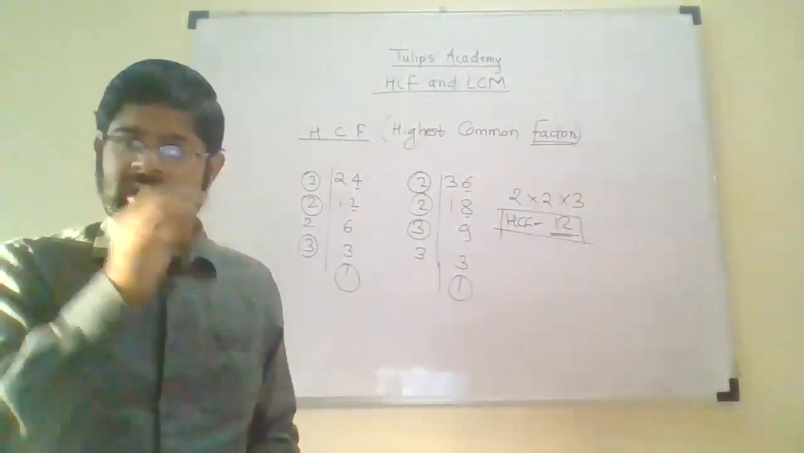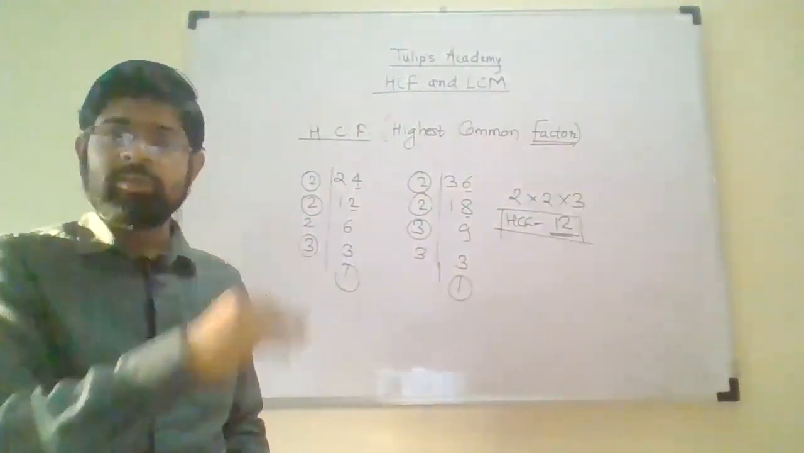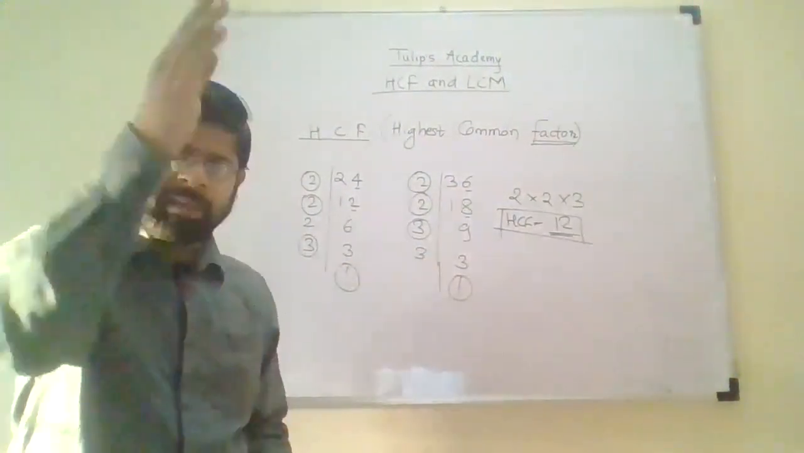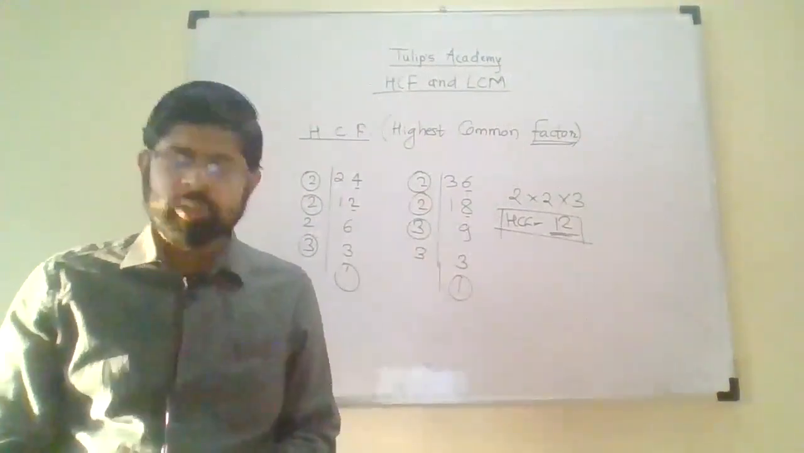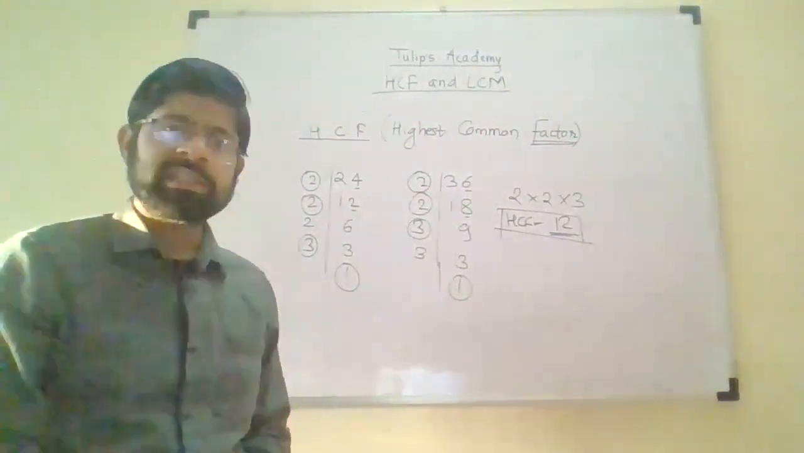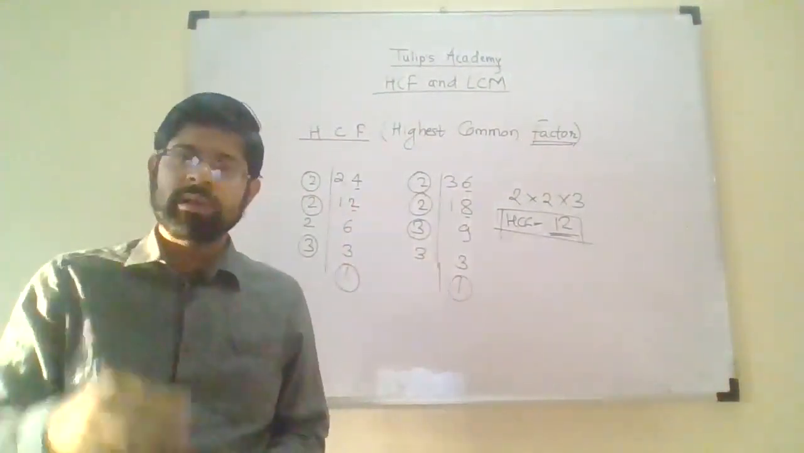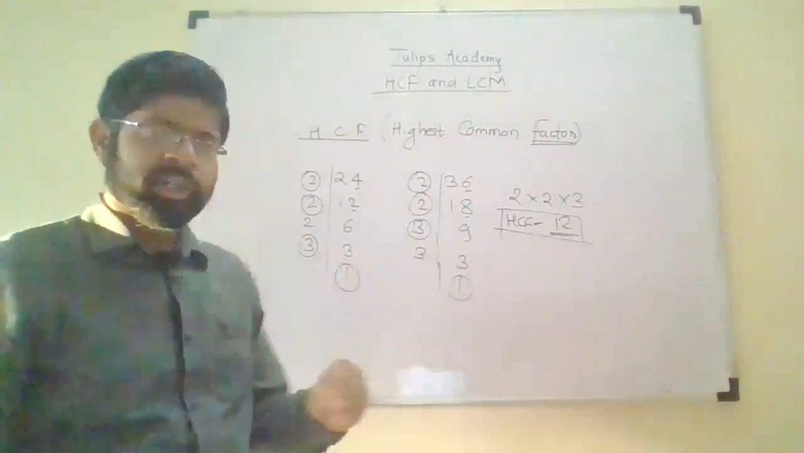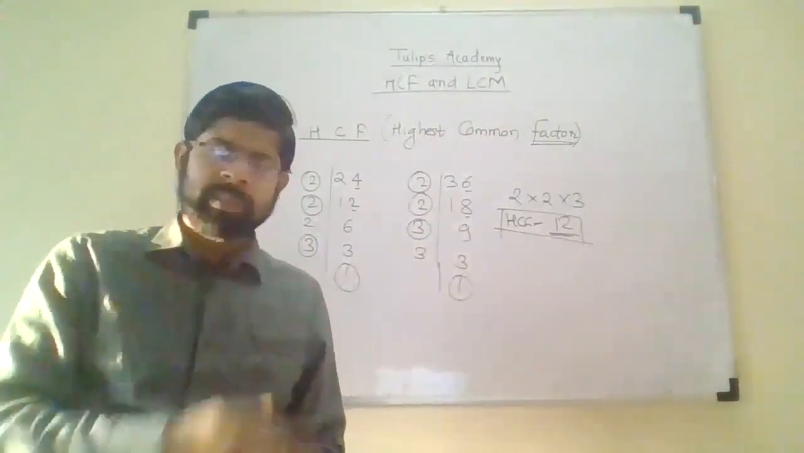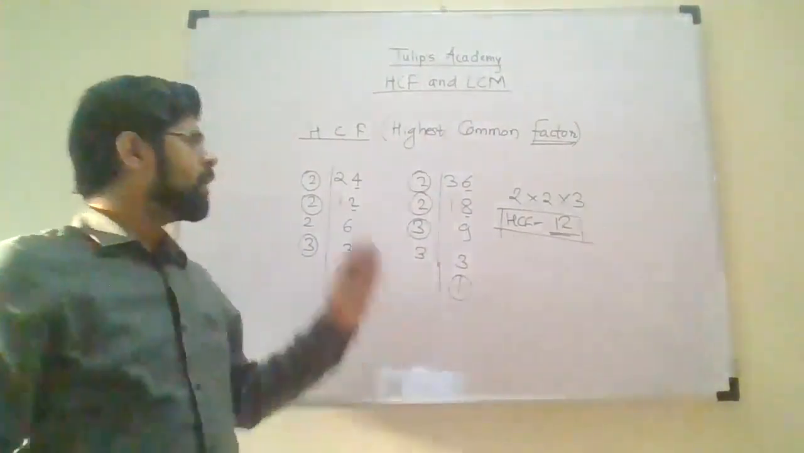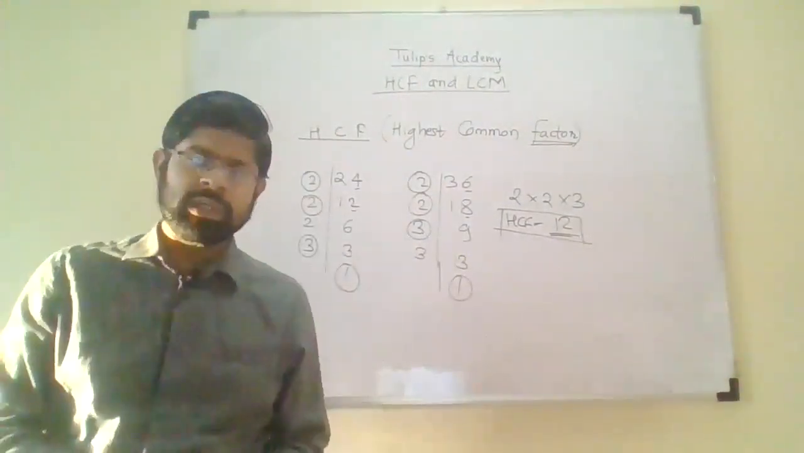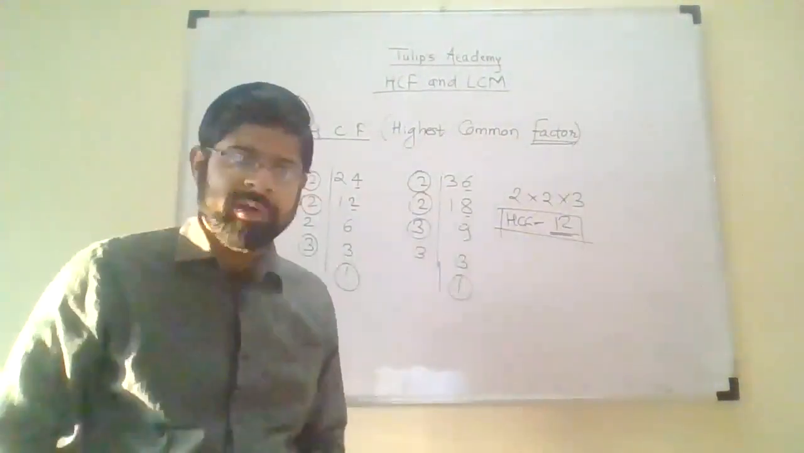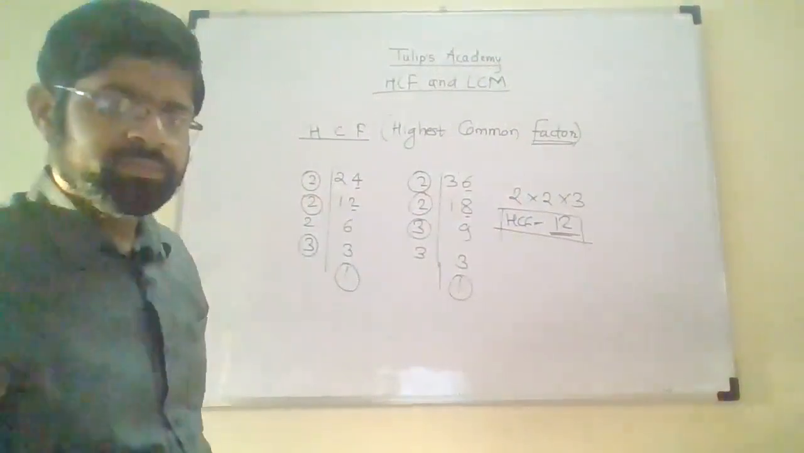Now I will say this method is more time saving than the first method, because prime factorization is extremely simple compared to listing out all the factors of that number, involving primes and composites. So this method is extremely simple. You just go through the prime factorization method and then list out the common factors of both the numbers. You take the product of those common factors, and you will get the HCF of two numbers.